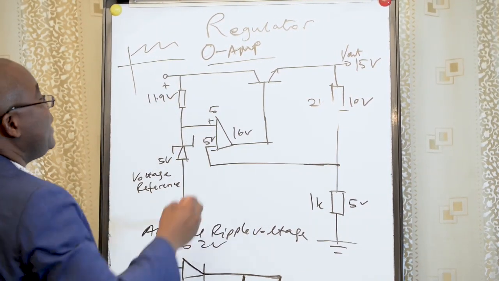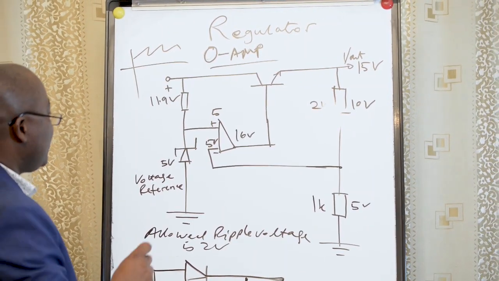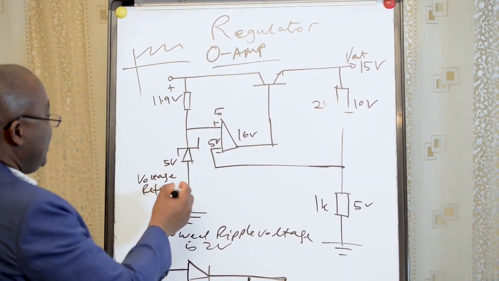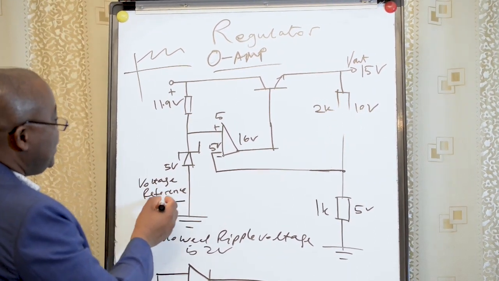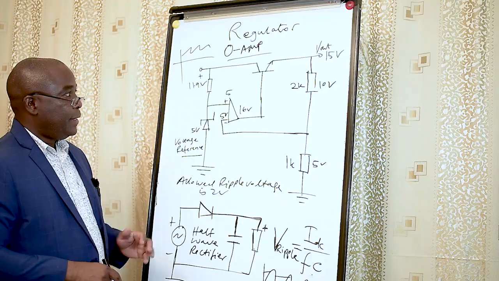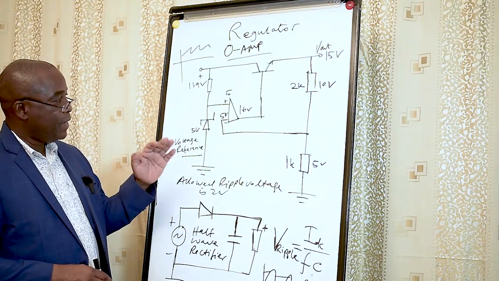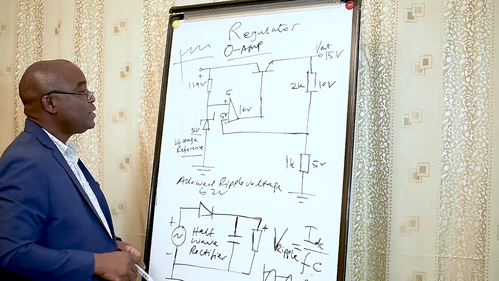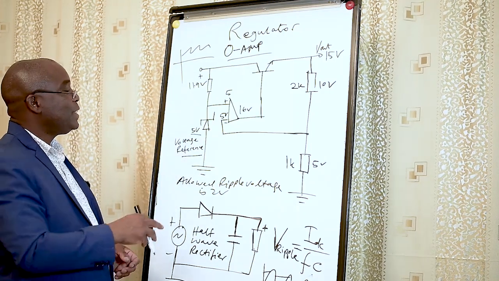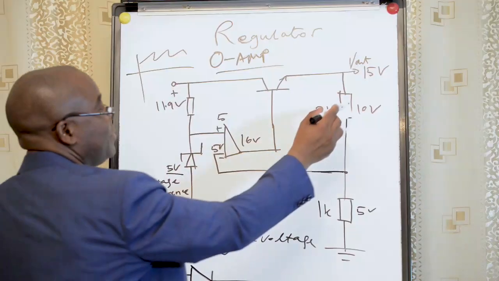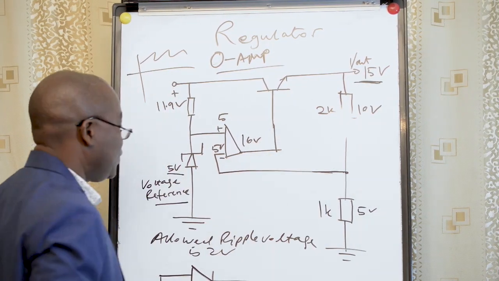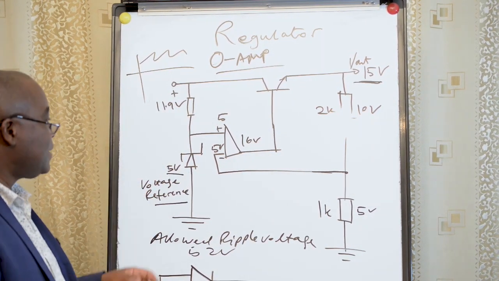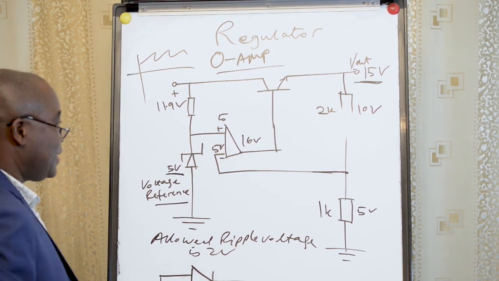We have a transistor here, and also we have a Zener diode here. This Zener diode is acting like a voltage reference. The circuit here with the values is intended to have a 5 volt reference voltage multiplied by 3 times. That's why we have 15 volts here as the output. So our reference is a 5 volt reference.